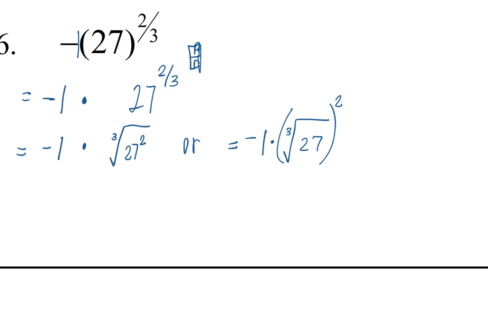And this is something you can still put in your calculator, because off the top of my head, I do know what the third root of 27 is. It's 3. And then I can square 3 to get 9 for an answer of -9.